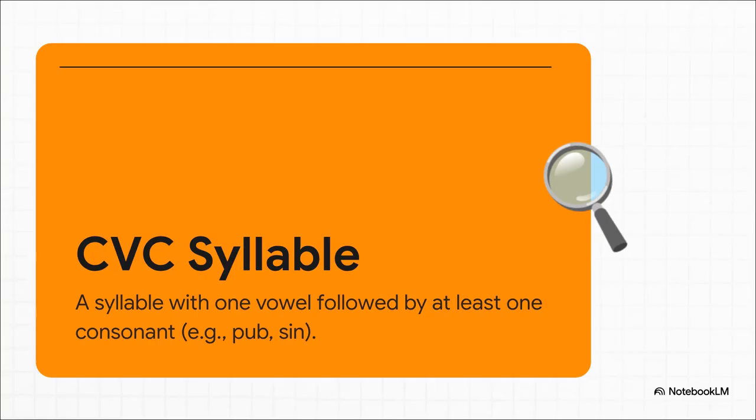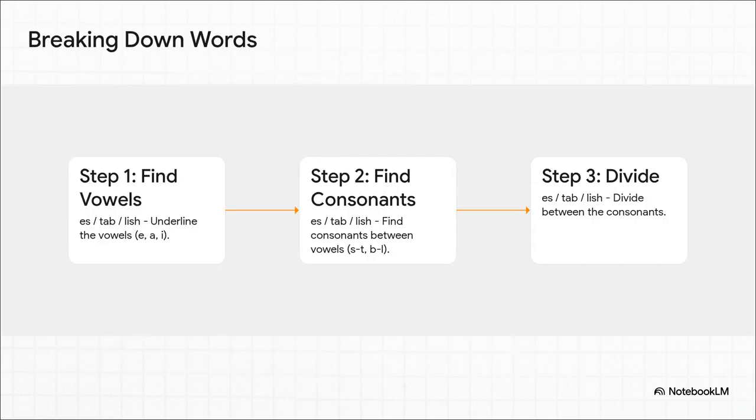And the most common building block, the one you'll see everywhere, is what we call a CVC syllable. That's just a fancy way of saying a consonant, then a vowel, then another consonant. Think about super easy words you already know, like cat, or pub, or sin. They all follow this exact pattern. And here's the secret. Most of those giant, scary words are really just a few of these simple CVC parts strung together. Okay, so let's go back to our big bad word, establish.